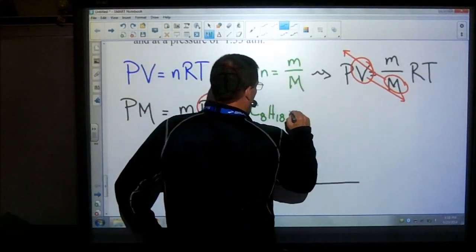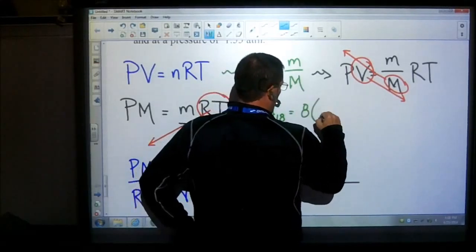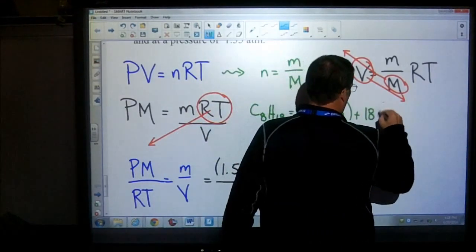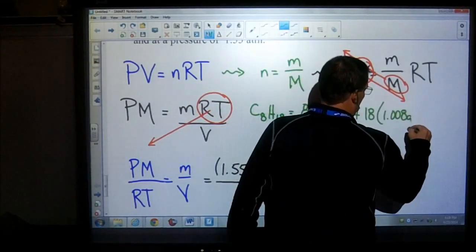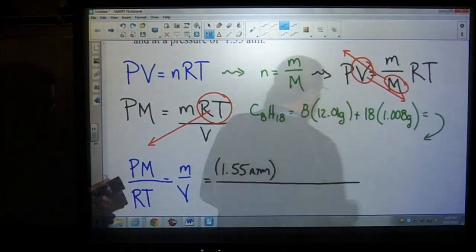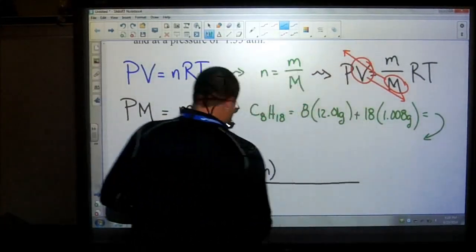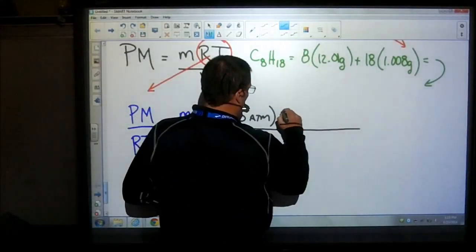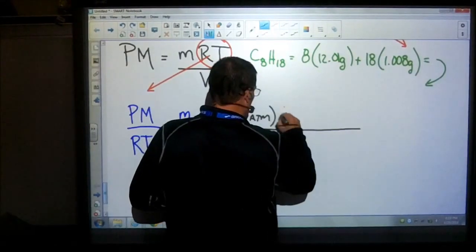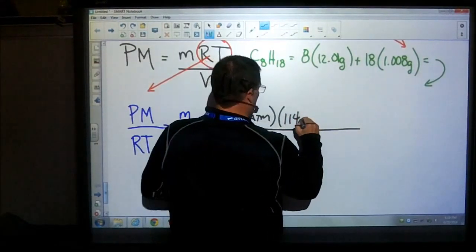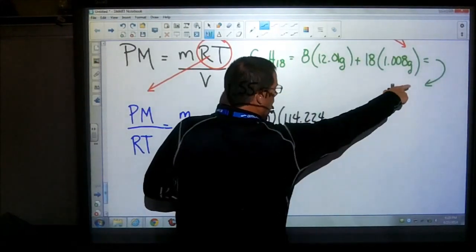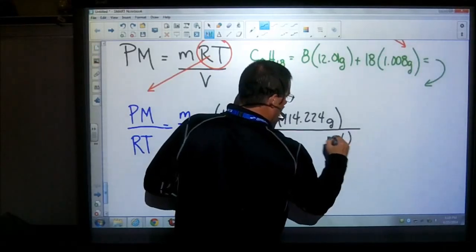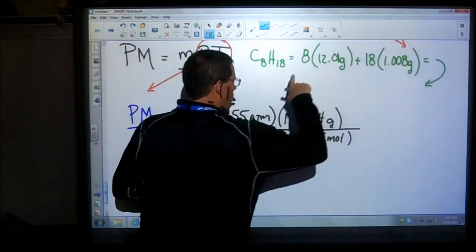C8H18. So that means I have 8 carbons, which is 12.01, plus I have 18 hydrogens, 1.008. And let's get a number for that. That equals 114.224. I'm just going to write it in there. So the molar mass for the octane is 114.224. Don't want to round that too much. So again, that's grams per mole. So I'm going to put the mole right down here. So that value is the molar mass.